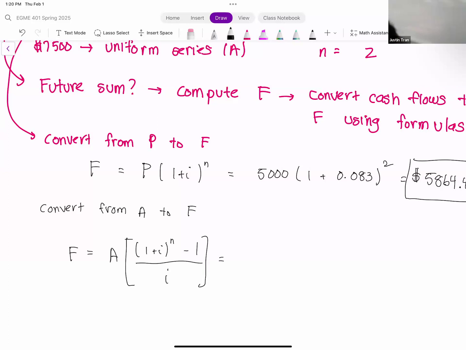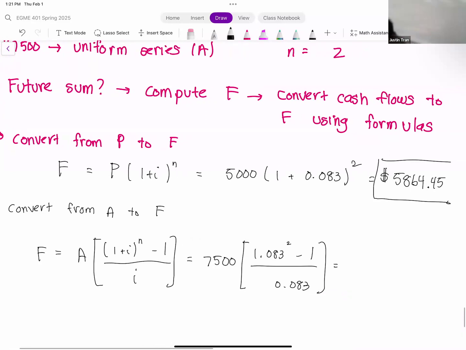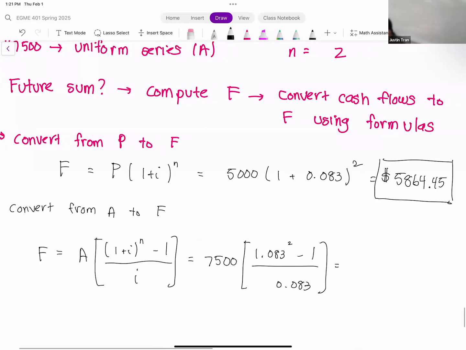We have everything in this equation here. So we have 7,500 for A multiplied by 1.08 squared minus 1, all divided by 0.08. All right. And so we do the math for this. We punch it into a calculator. We get 15,622 and 50 cents.